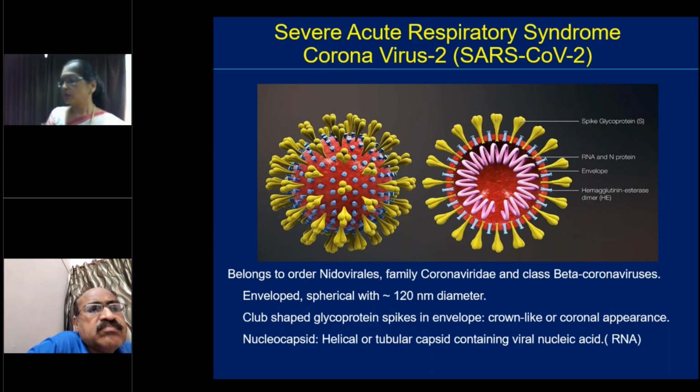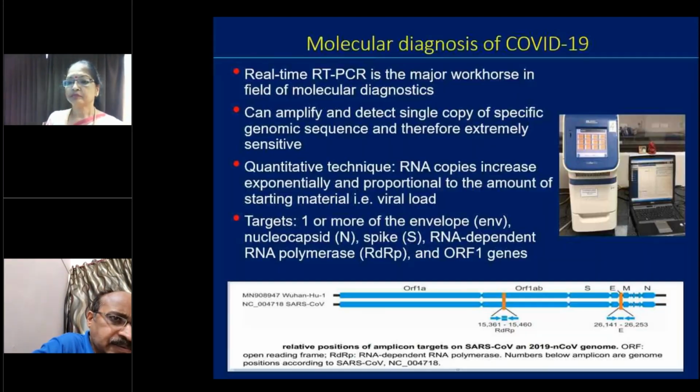So this you have already seen. This is just to show the structure of this virus and what the various targets are. Like this envelope is common in all beta coronaviruses, right? So it does not tell you whether it is SARS-CoV-2, but it will be positive in any coronavirus. So it is used as a target in the screening test. Then we have other targets like spike, glycoprotein, and hemagglutinin esterase dimers, and others.